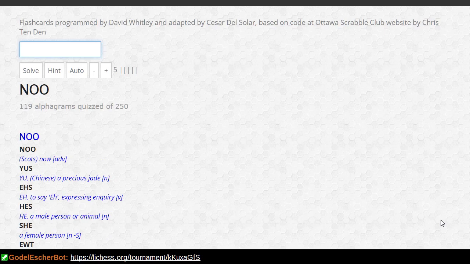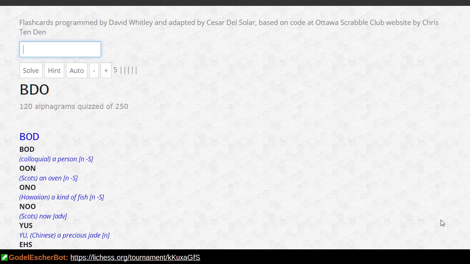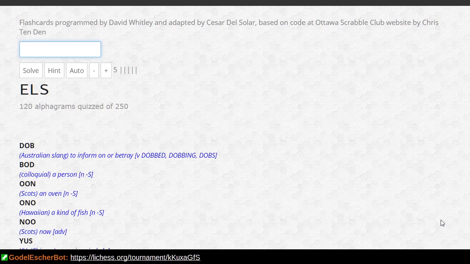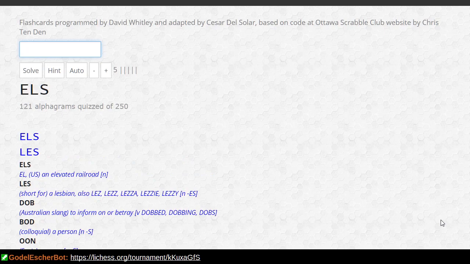New? Now. Ona's a fish? Yes. Oh, and then O-O-N is an oven in Scots. Alright. No bod. Colloquial for persons. So dob means what? To inform on or to betray. It's to dob. We don't use that every day. Les. It's another way of spelling les. L's, elevated platforms. Cell. Self. Okay.